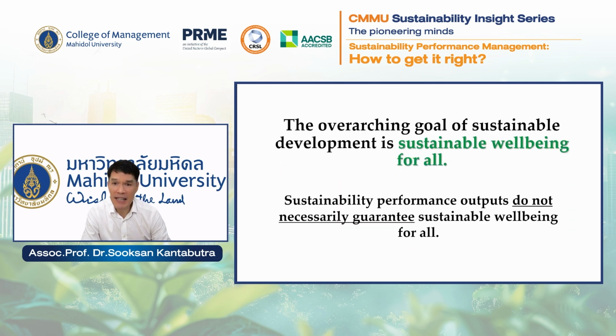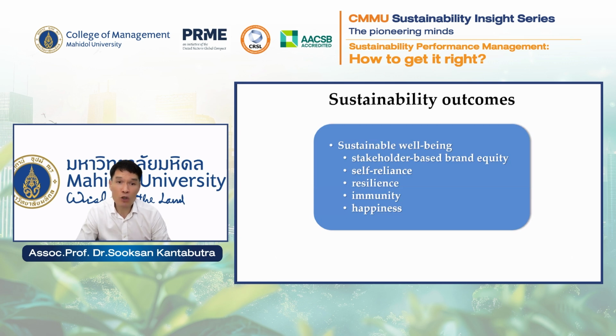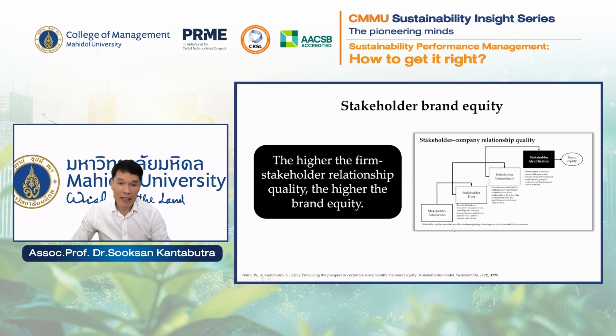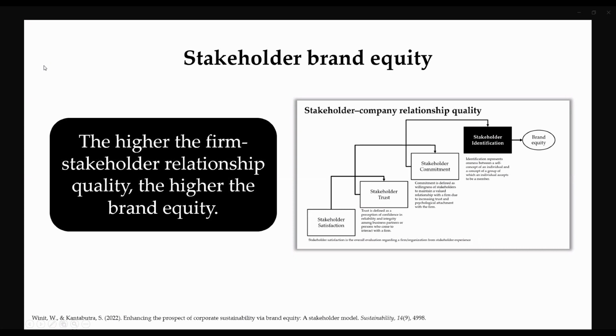Now, the sustainability outputs do not necessarily guarantee sustainable well-being for all. So therefore, you must add sustainability outcomes, like I said. They are stakeholder-based brand equity, self-reliance, resilience, immunity, and happiness. Okay. Stakeholder brand equity. Brand equity, what is it, right? It is the value of your brand, the collective value of your brand.